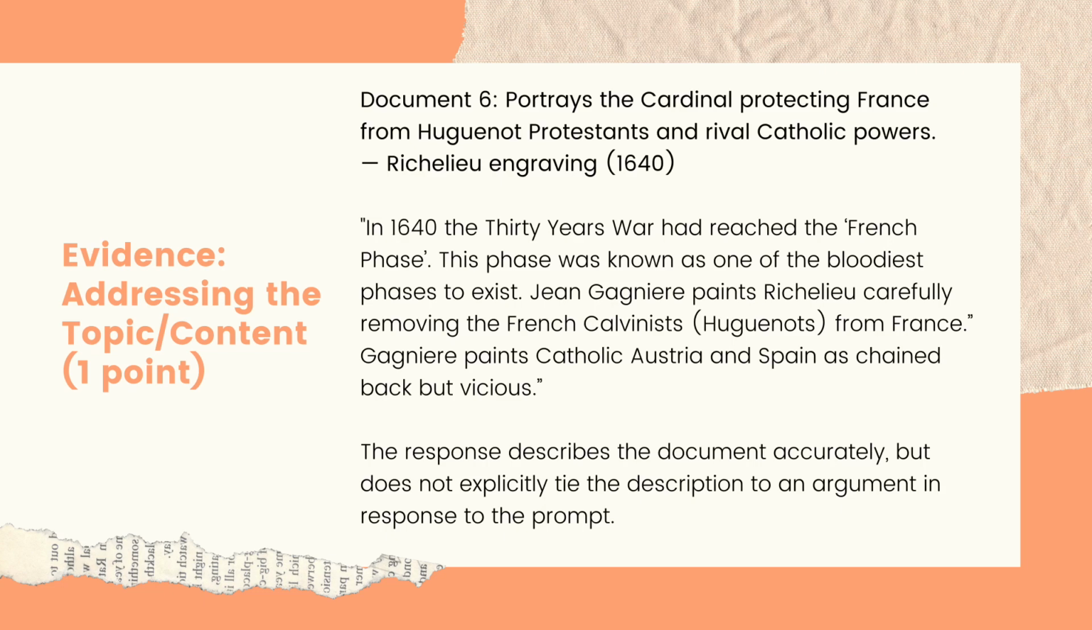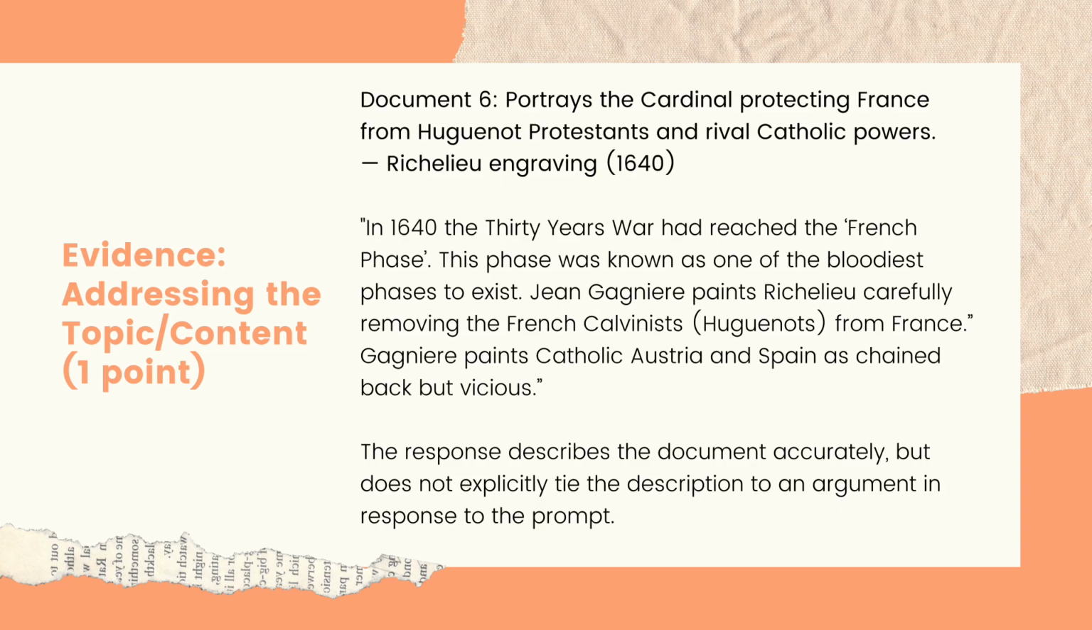The phase was known as one of the bloodiest phases to exist. Jean Jalnier paints Richelieu carefully removing the French Calvinist Huguenots from France. Jalnier paints Catholic Austria and Spain as chained back but vicious. However, this response does describe the document accurately. It does not tie it to an argument. It's not proving a point, leaving it only to earn 1 point.